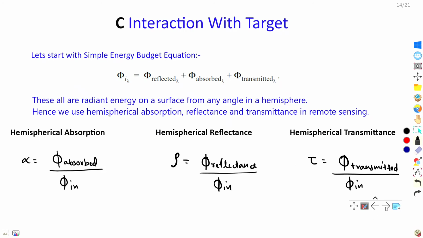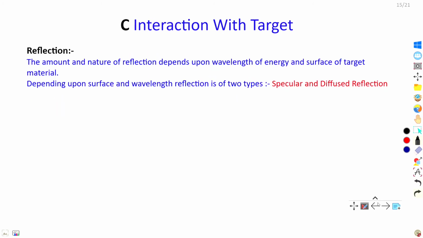Out of all these, that is reflected, absorbed and transmitted radiation, our importance is given to reflection when it comes to remote sensing, because the reflected radiant flux from the target reaches the sensor. So our attention is given to reflection only. Here, reflection depends upon two things: wavelength of energy and surface of the target material. Depending upon these, two types of reflection happen: specular and diffuse. So we will see them.